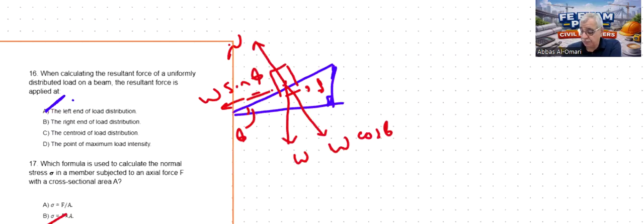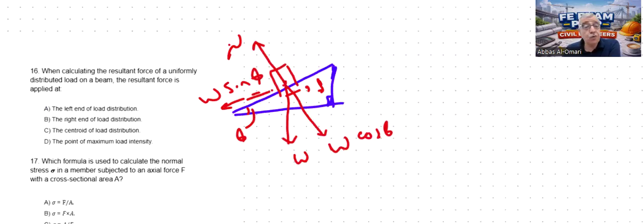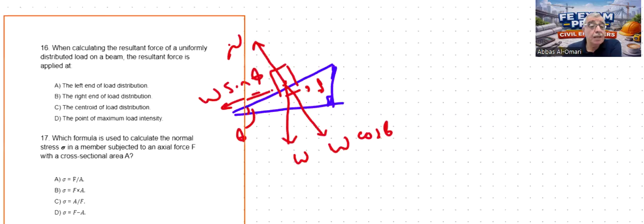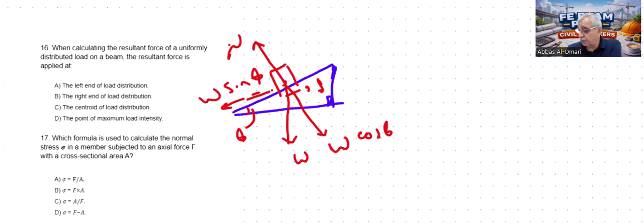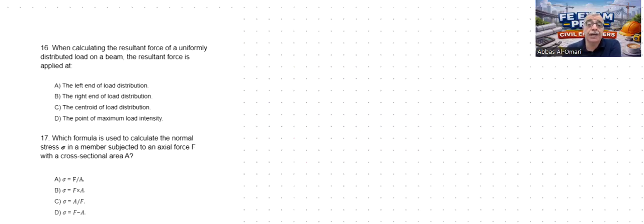Again, let me remove these. So the question is, when calculating the resultant force of a uniformly distributed load on a beam, the resultant force is applied at. And we want to find the location of the resultant force. So if we have a beam with a uniformly distributed load, or whatever type of distribution, if it is a triangle, if it is a circle, the point of action of the resultant force is always the geometric centroid of the load distribution.